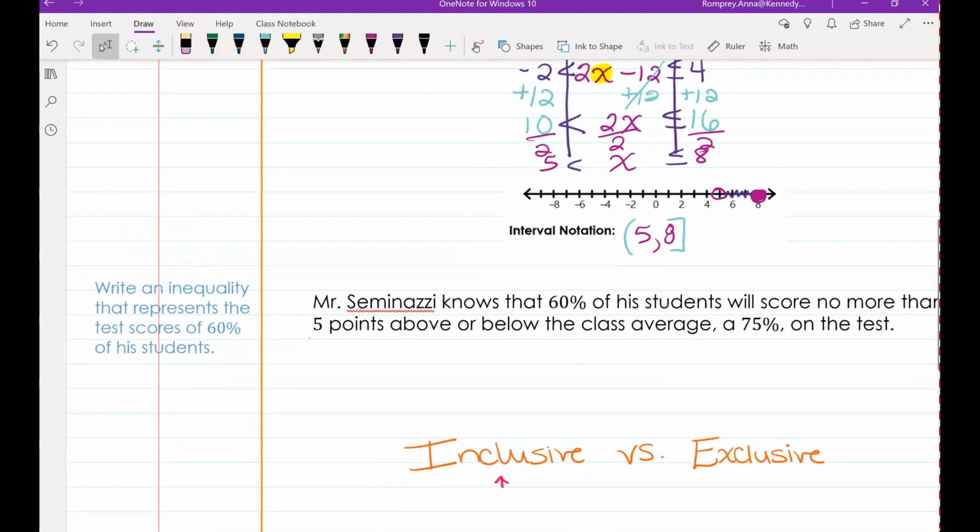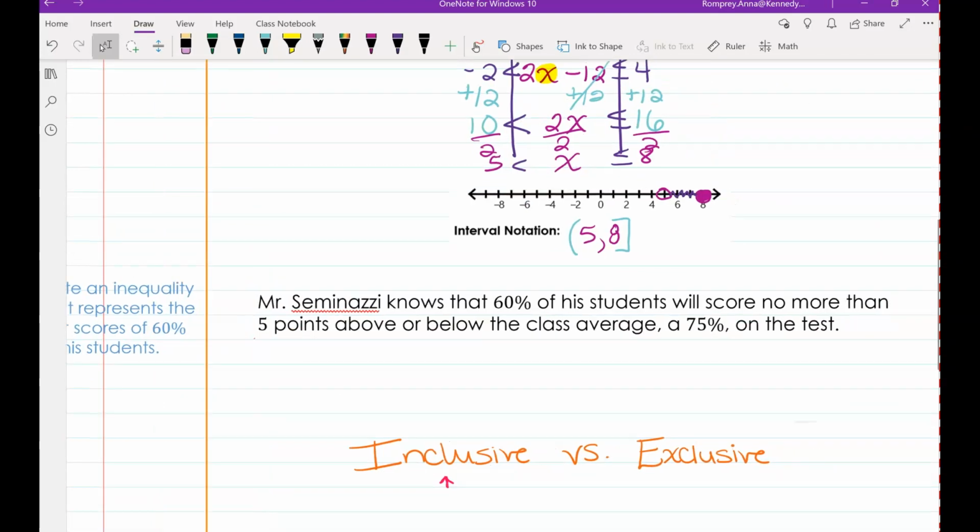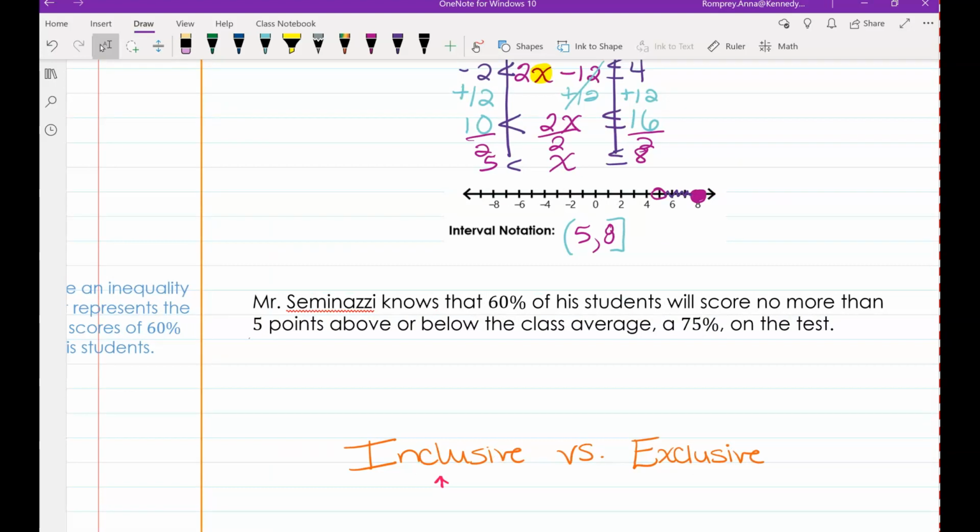All right, write an inequality that represents the test scores of 60% of his students. Okay, so what is it talking about? So Mr. Simonazzi knows that 60% of his students will score no more than 5 points above or below the class average, a 75, on the test. All right, so what are we talking about here? Well, we're talking about a test, and 60% of his students will score no more than 5 points above or below the class average of a 75%.